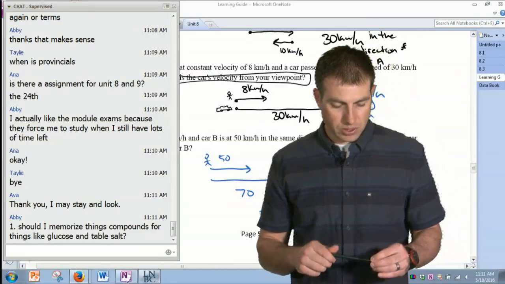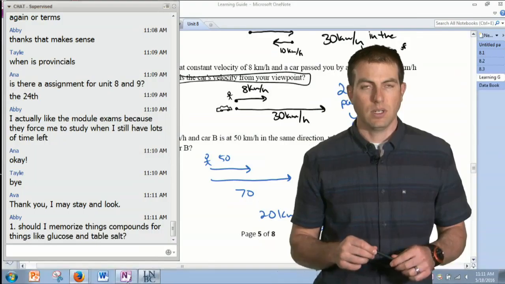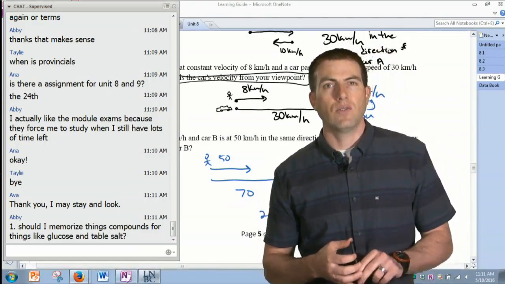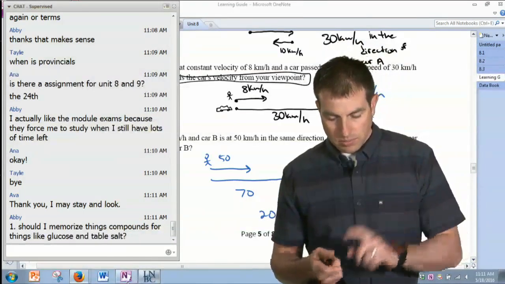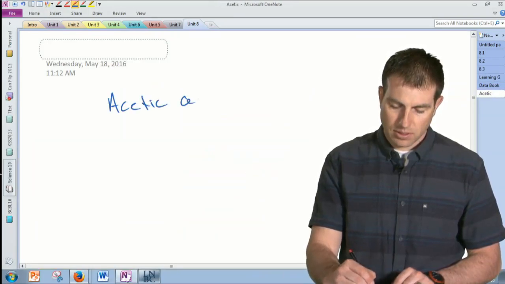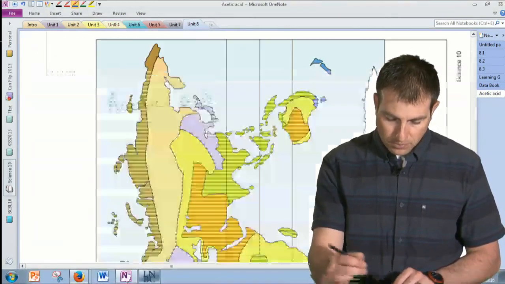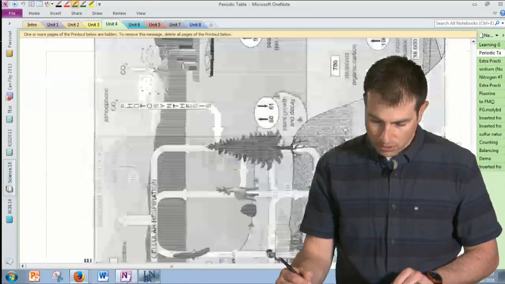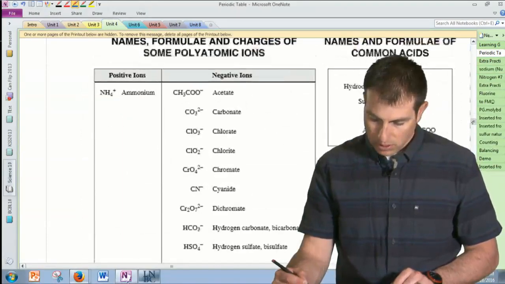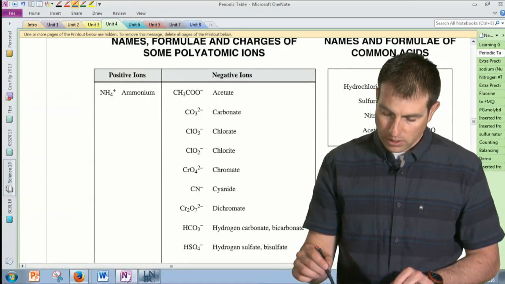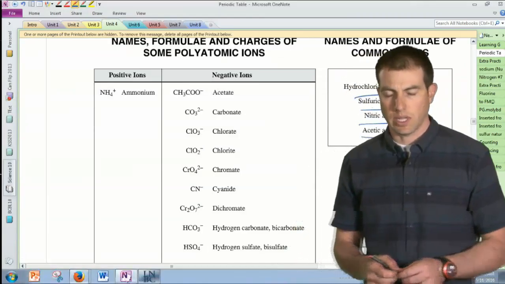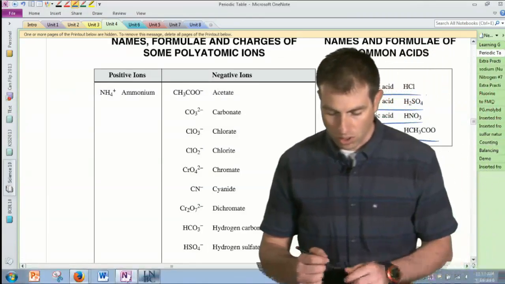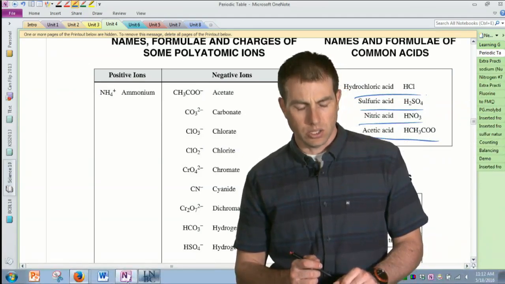Should you memorize compounds for things like glucose and table salt? Yes. Those are really common ones. Things like, you should know what acetic acid is, which sounds really weird. There are some acids in your learning guide. So acetic acid, here nitric acid, sulfuric acid, hydrochloric acid. I've just highlighted behind my head. There we go. You should know where all of those things are in your learning guide.